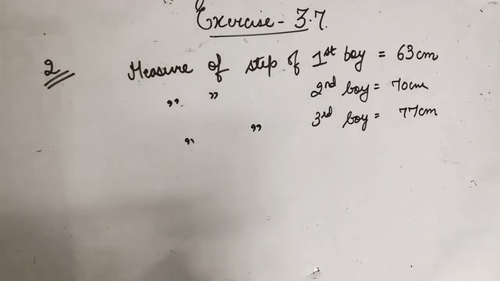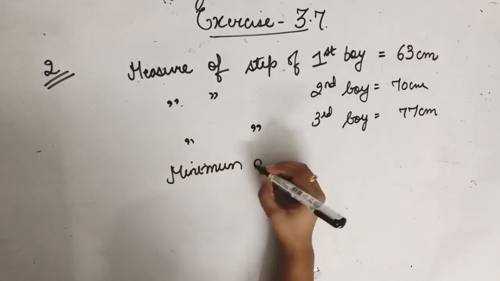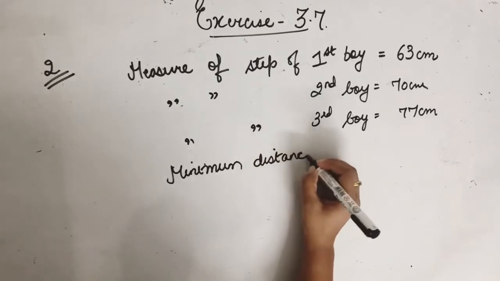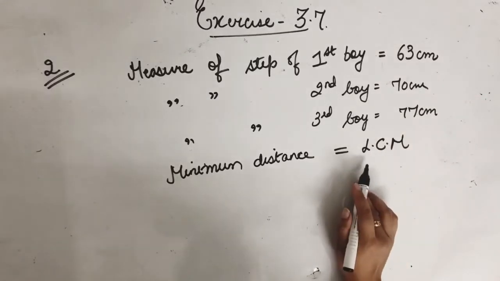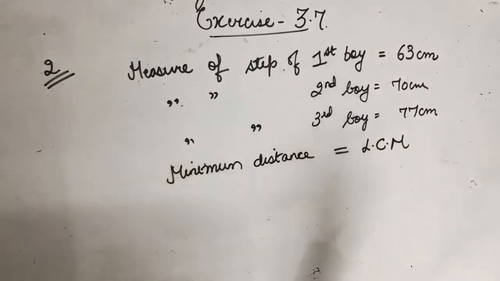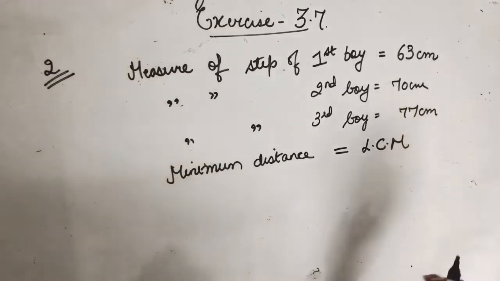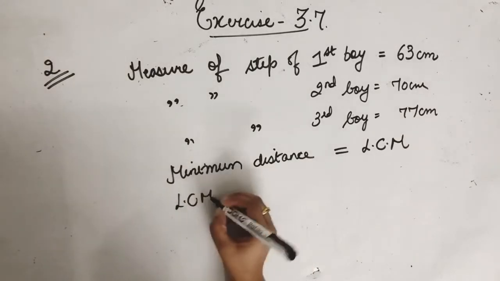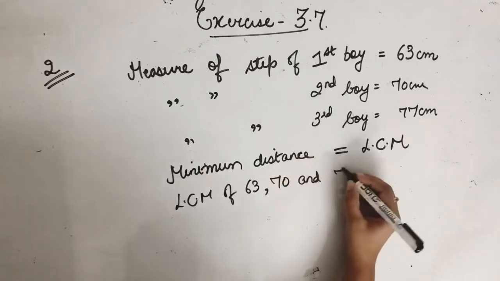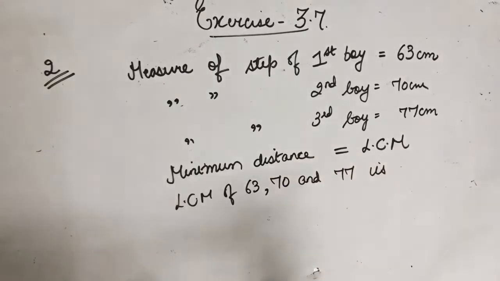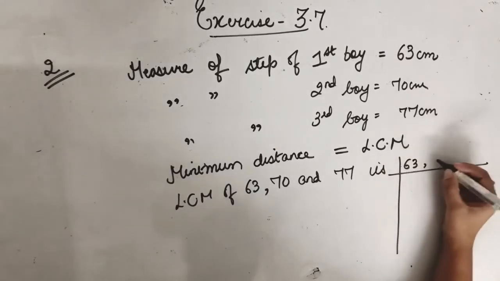Now they have asked minimum distance. Minimum you have to find. So minimum distance is equal to LCM. LCM में L stands for least, minimum, least. So you will find LCM of all these three numbers. So LCM of 63, 70 and 77 is, you will find the LCM.